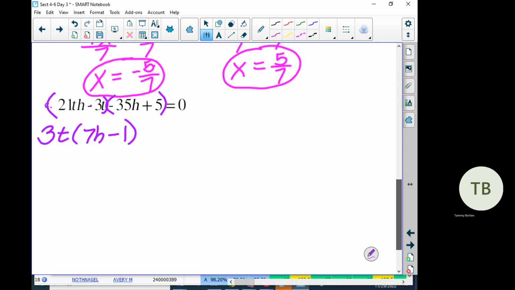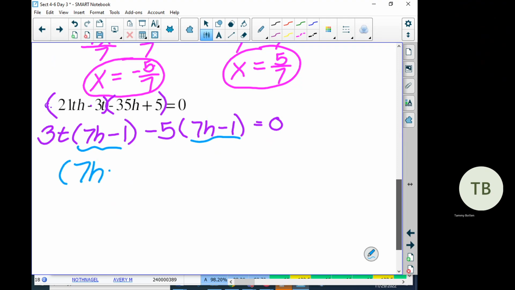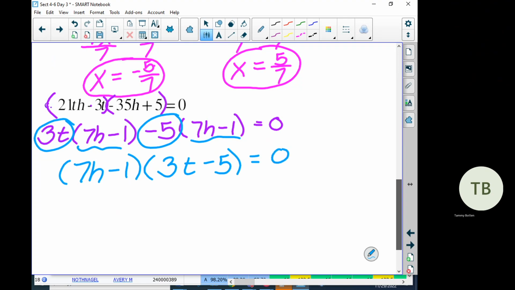What I can take out front of that, because that third one is negative, again, I'm going to just copy my common factor over. And then I'm going to look here. What times 7h is negative 35h? I would need negative 5. And then negative 5 times a negative 1 is a plus 5. Okay. Now, when you go to do this, remember we write this one down first. Then we write this and this down next, which is 3t minus 5, and that equals 0.